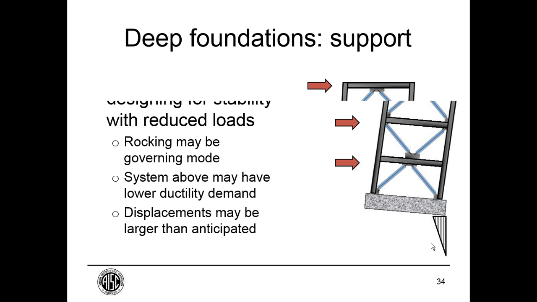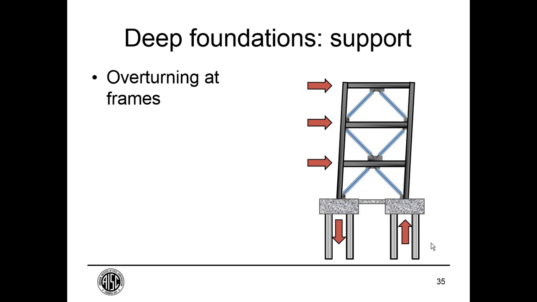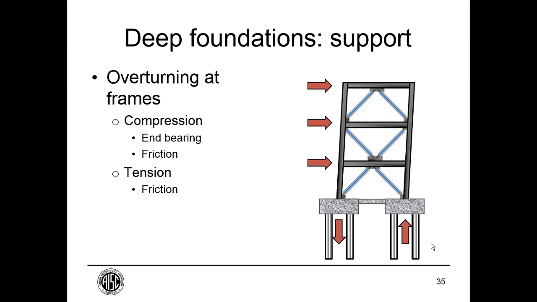Looking at deep foundations, we have overturning at the frames. Our piles and piers may have end bearing, they may have friction. In many cases, we may be looking at, say, piles that are designed only for end bearing, but actually have a lot of frictional resistance as well. And so, especially with deep foundations, you can develop a lot of overstrength in the foundation that you may not be considering in your calculations. In tension, typically we rely just on the friction of those piles.